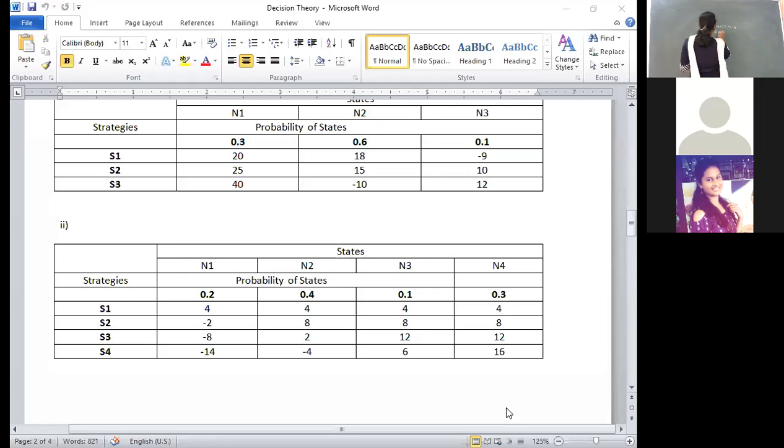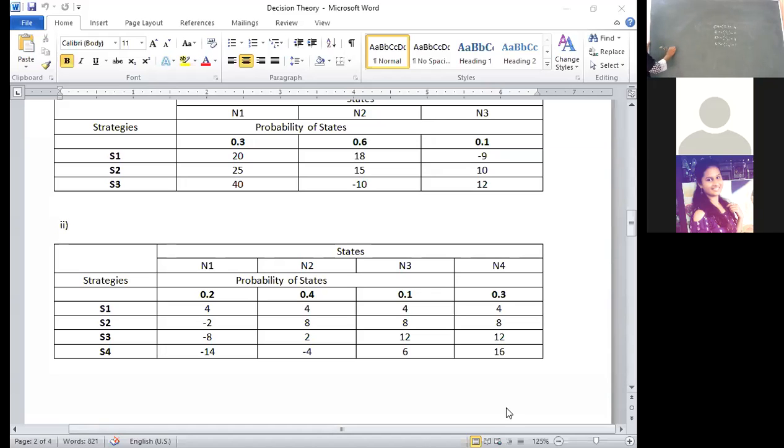Okay, okay. Expected monetary value for strategy S2, the value is 6. Expected monetary value for strategy S3, we got the value 4. Expected monetary value for strategy S4, we got the value 1. Okay. After that, I hope till here we have completed.